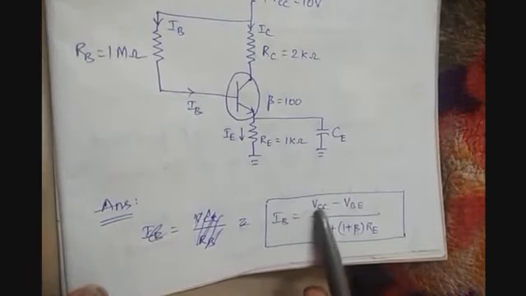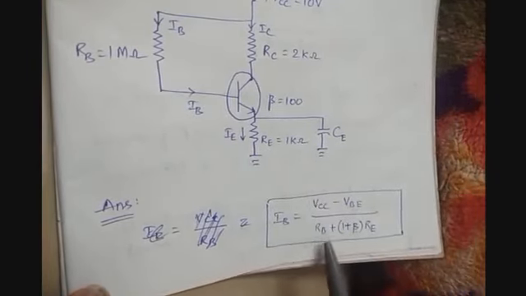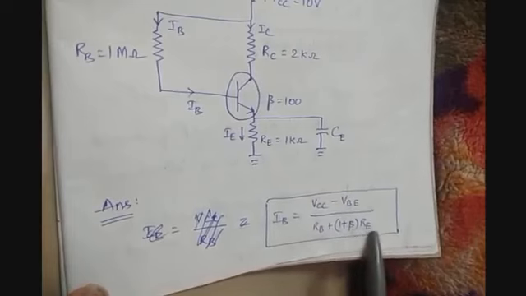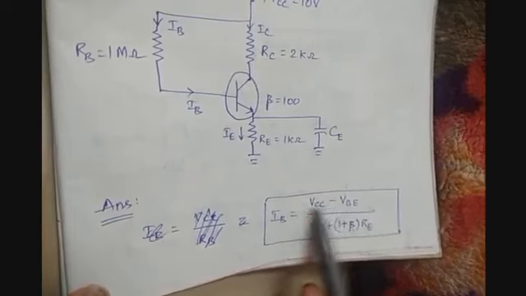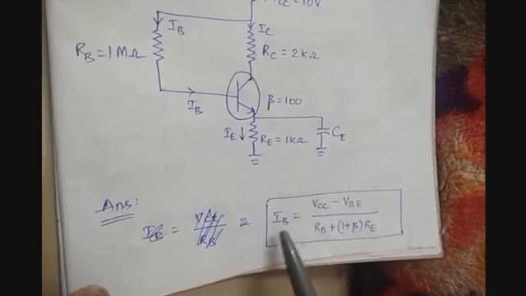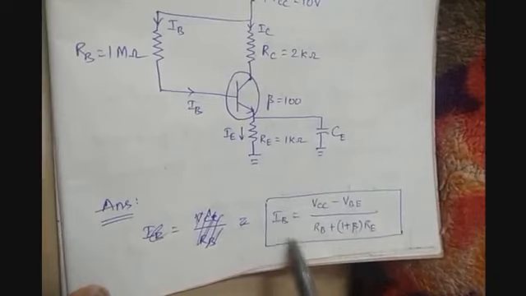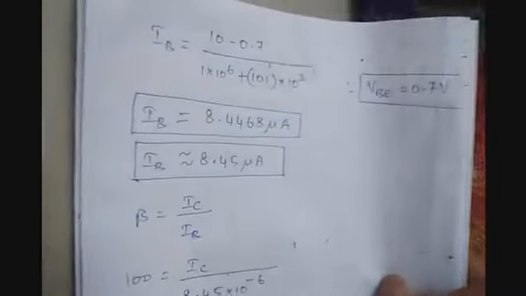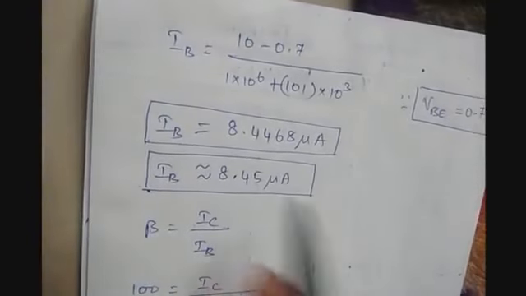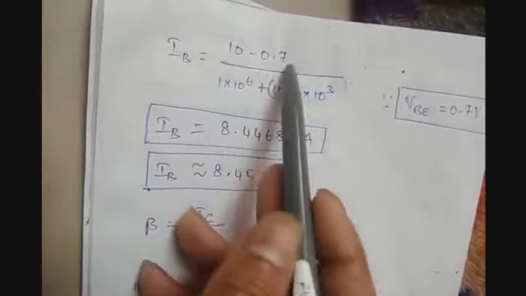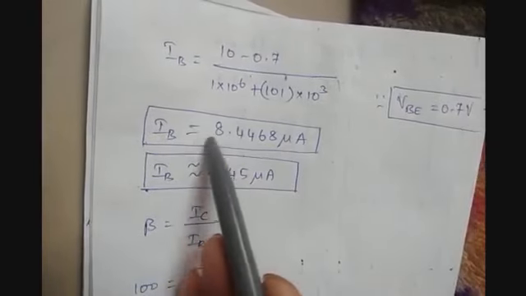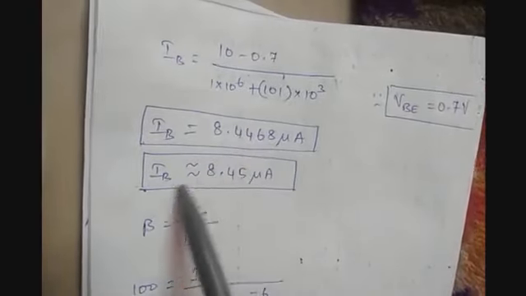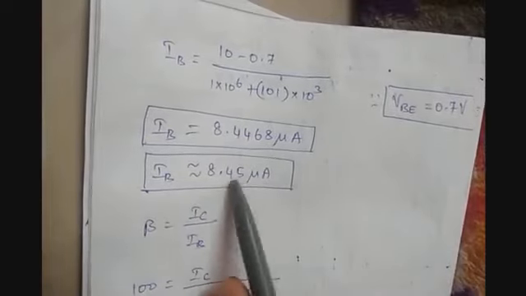So I can write IB equal to VCC minus VBE divided by RB plus 1 plus beta into RE. See, instead of VT here, I have taken VCC directly, right? This is the exact analysis formula, right? In approximate analysis, IB will be negligible. For exact analysis only, IB will be there, right? Then IB equal to, substitute the values, then simplify it. We got IB equal to 8.4468, approximately equal to 8.45 microamps.